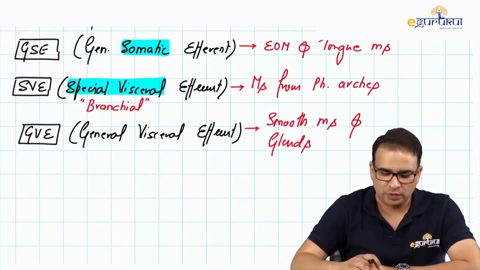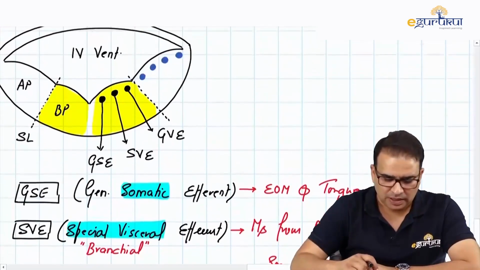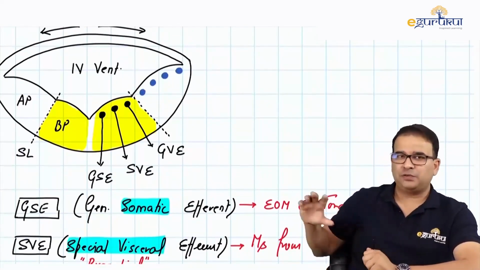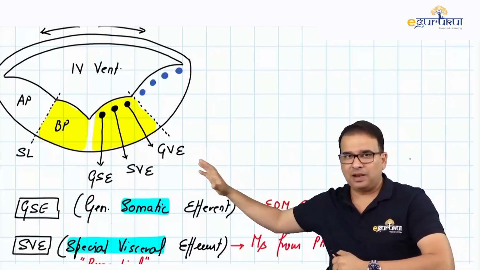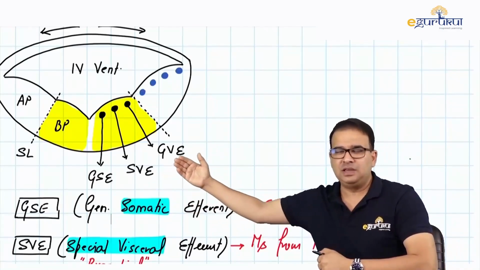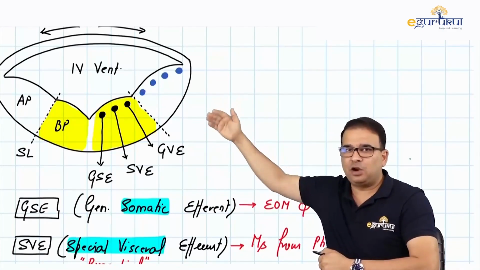Let me take you back to that neural tube here. What about the afferent column, guys? First of all, how to name the afferent column? Afferent columns are just the mirror image. Like we have GSE, SVE, GVE, so when you start writing the name of the afferent column, it will go like this.